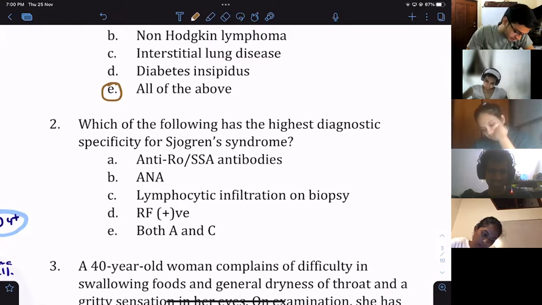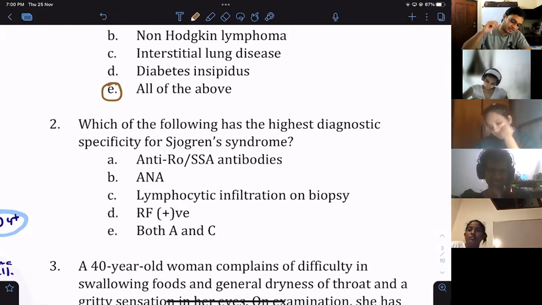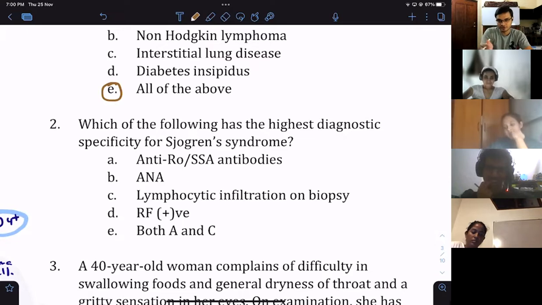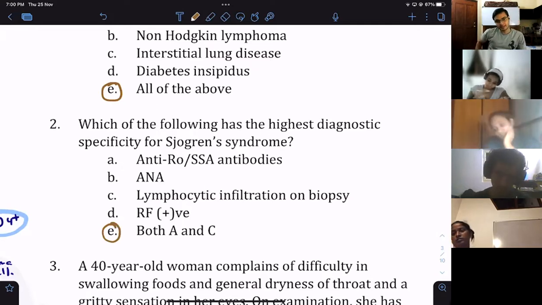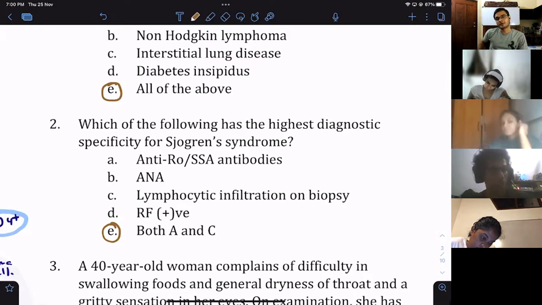Look at these guys. Which of the following has the highest diagnostic specificity for Sjogren? A lot of students, good. Y'all are getting it, Shashank, Kiara, Panchali, good. The answer is, guys, E, both A and C. Lymphocytic infiltration on the biopsy is highly specific. Anti-Ro SSA antibodies are also highly specific. We usually consider both of them.